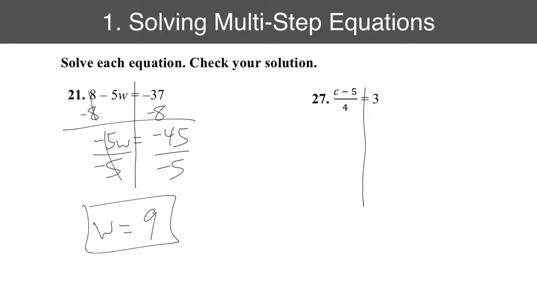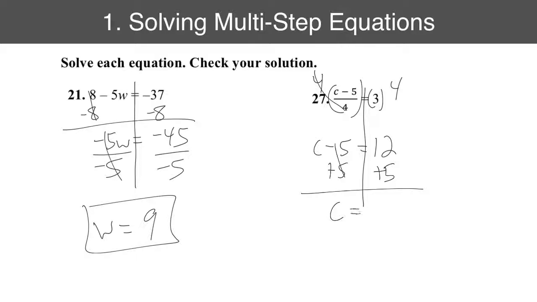Well, the 4 is obviously dividing, so we're going to move it over by multiplying. Bring down what you didn't use, c minus 5 equals, and then you say 4 times 3, which is 12. So now you have a simple one-step equation. c minus 5 equals 12. Well, that 5 is subtracting, so we're going to move it by adding. So we're going to add 5 over, and we get c equals 17. So there is your final answer.